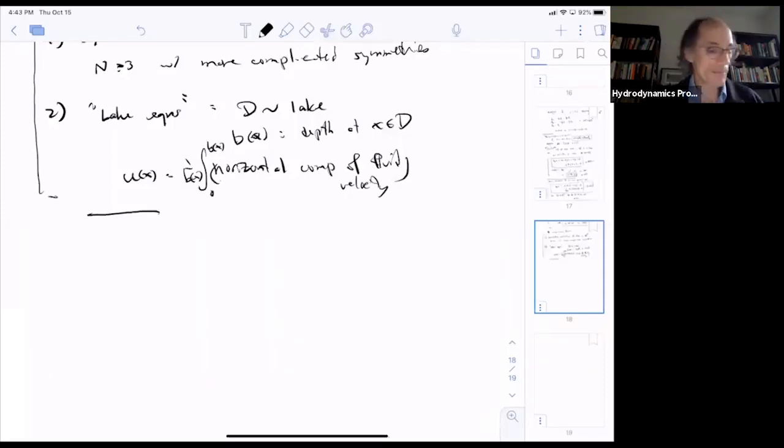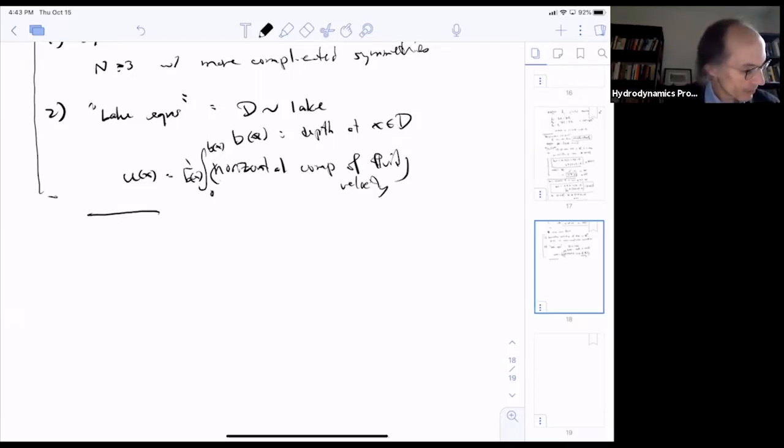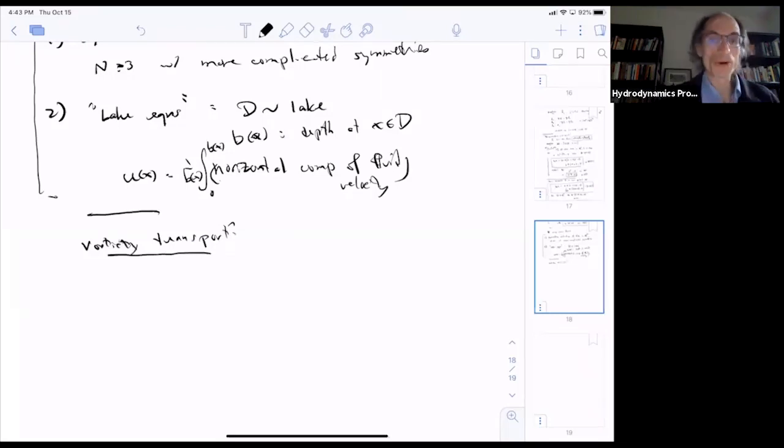So the basic properties I have in mind are: what's the analog of vorticity transport that we have for the Euler equations, or what's the analog of conservation of energy, and all these properties. Let's start to derive them. First, vorticity transport.